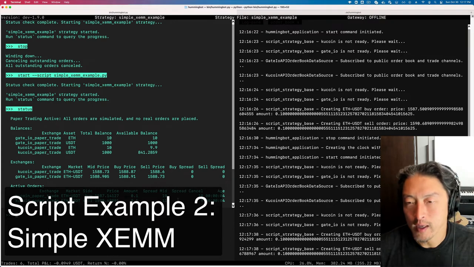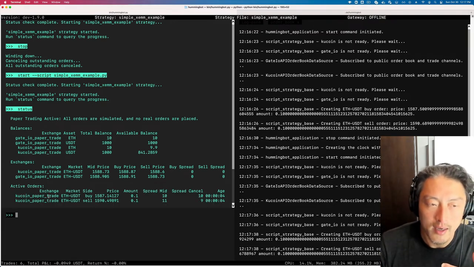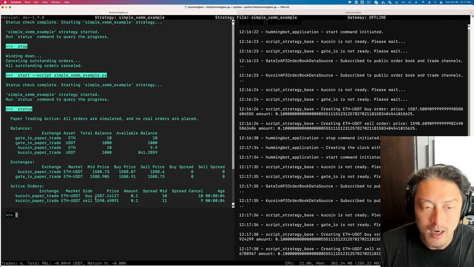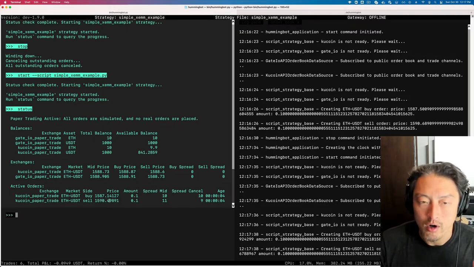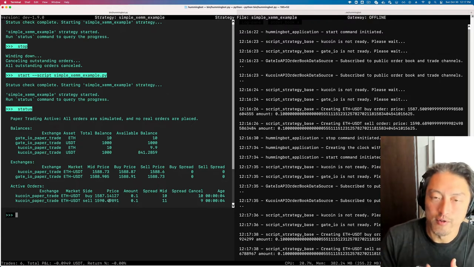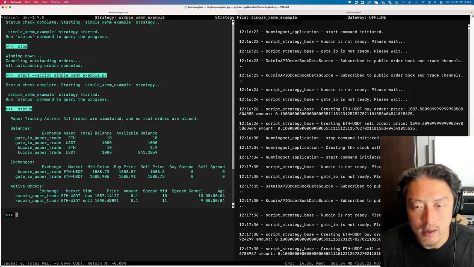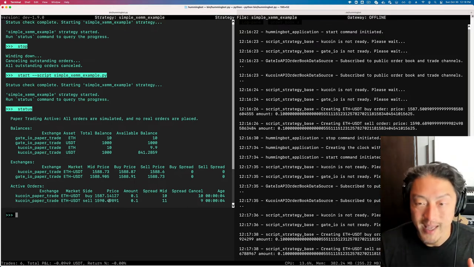What it's doing is making a market, placing orders on one exchange, and anytime these orders are filled, it will do the opposite trade. If it fills a buy order, it's going to do a sell. If it fills a sell order, it'll do a buy. And it'll do those as taker or market orders on a different exchange.